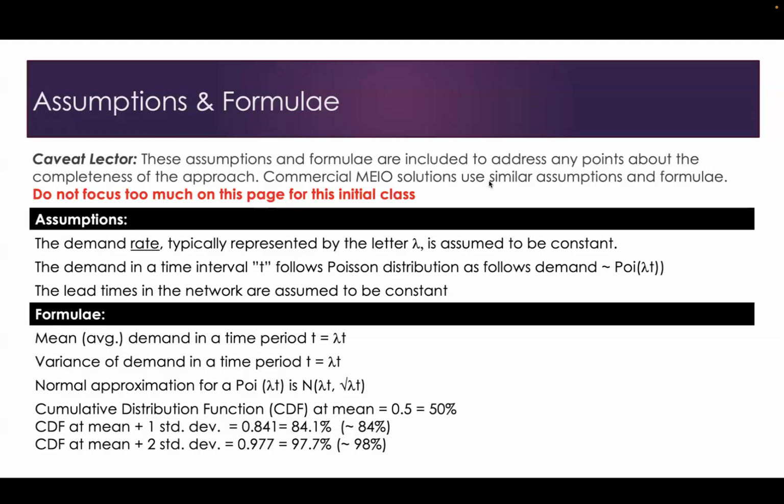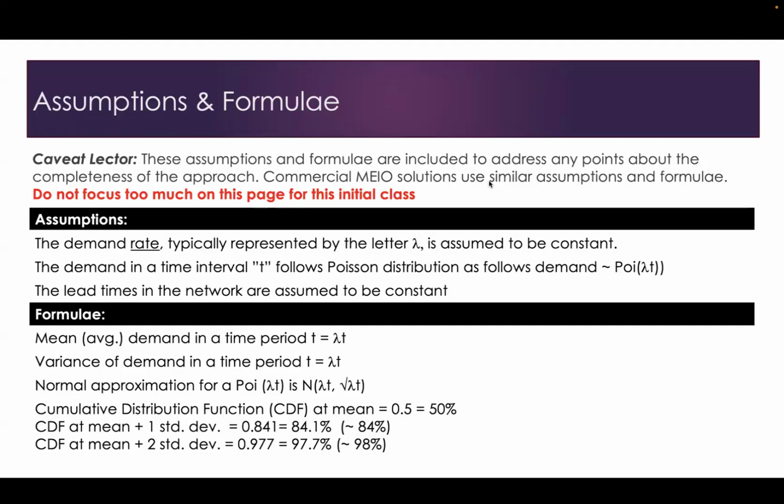The next one is what we call the normal approximation. We will be using it, but the formulas are given here, and you can actually do all of this in Excel. The normal approximation for a Poisson lambda t is a normal distribution with mean lambda t and a standard deviation of square root of lambda t.